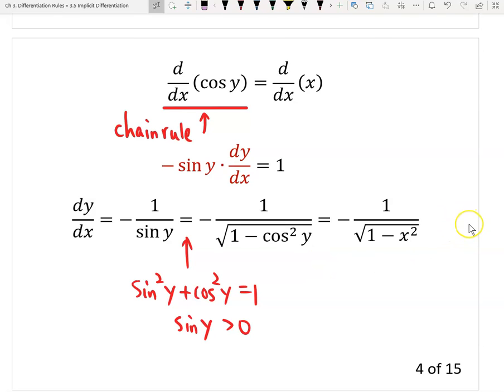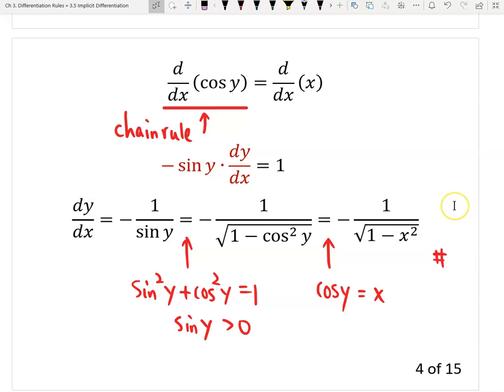The last step is what? It's just putting back the definition, because cosine y is x. Therefore we have the formula at the end. This is the proof for the second, very similar, right?